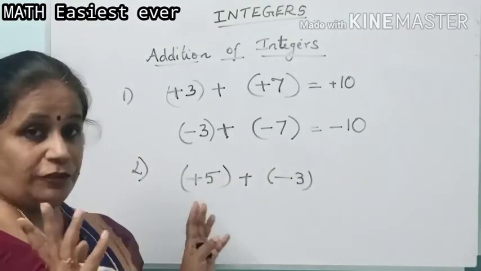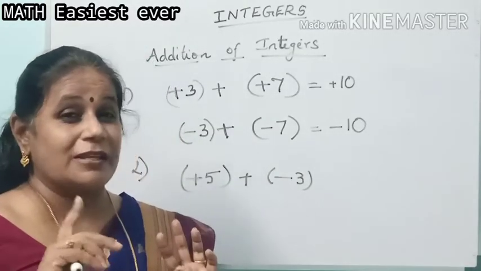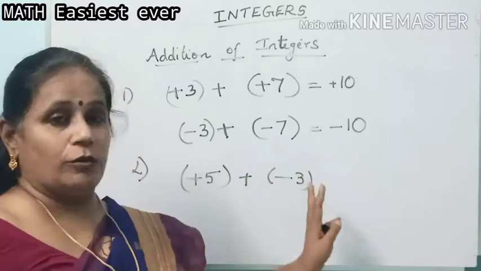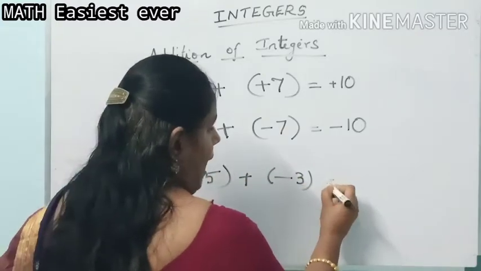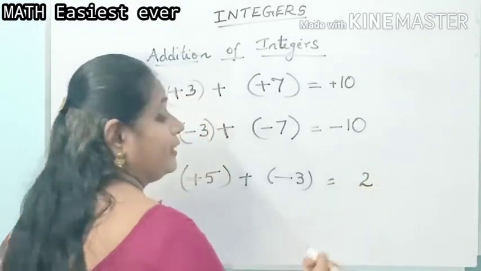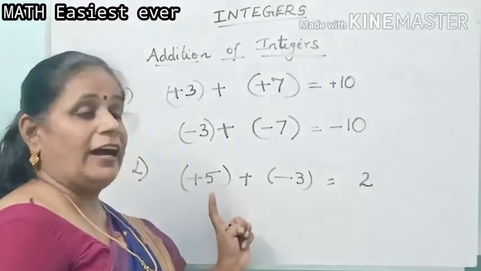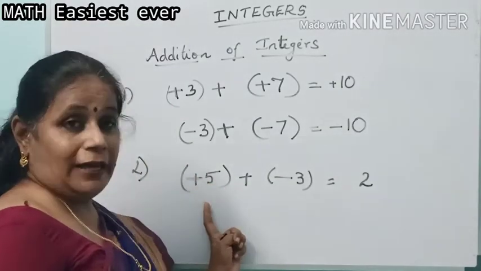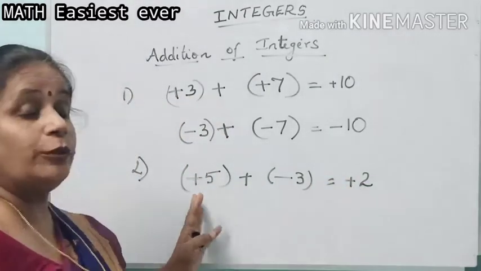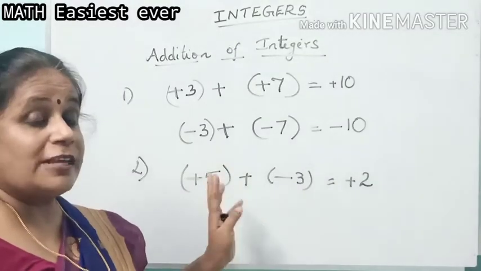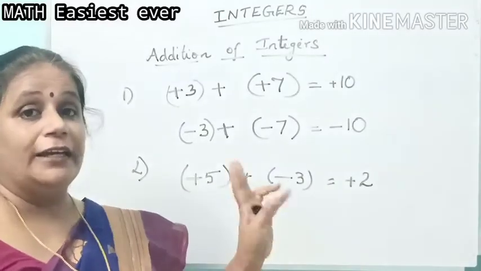For this, what you have to do is find the difference of those two integers. That means you have to subtract. What is the difference? 5 minus 3 is 2. And you have to put the sign of the greater number. Which is the greater number, 5 or 3? 5 is the greater number. Its sign is plus. So your answer is plus 2. So if you have two integers of different signs, you have to subtract those two integers and write the sign of the greater number.